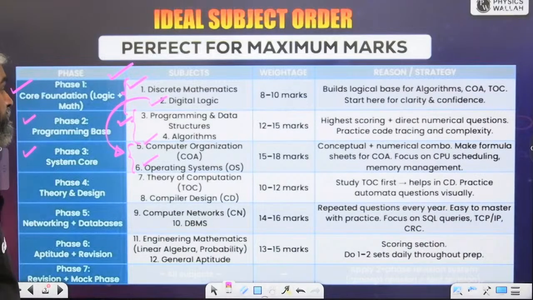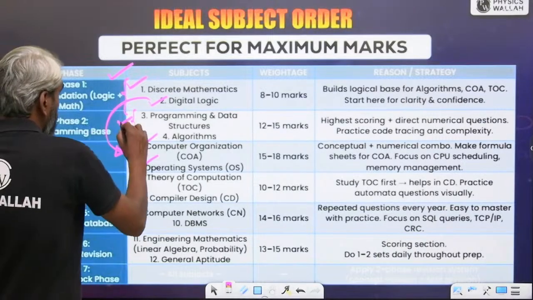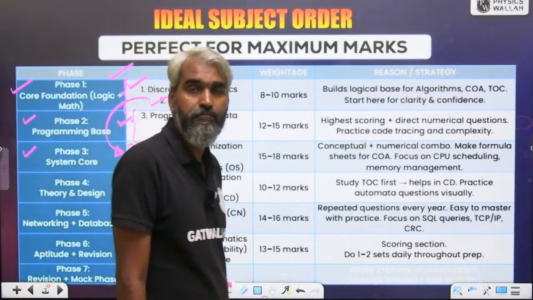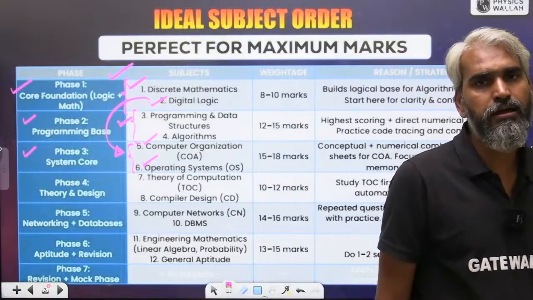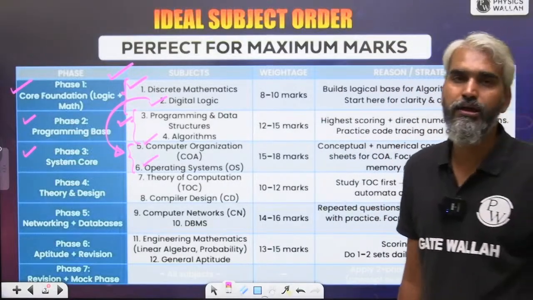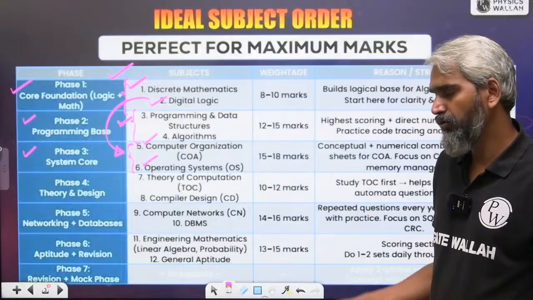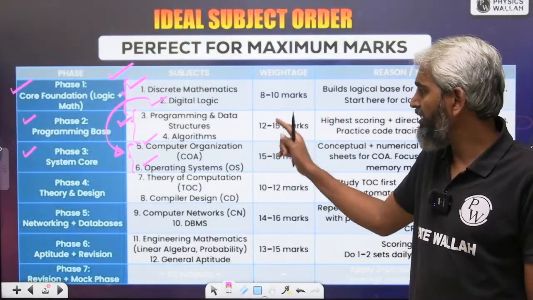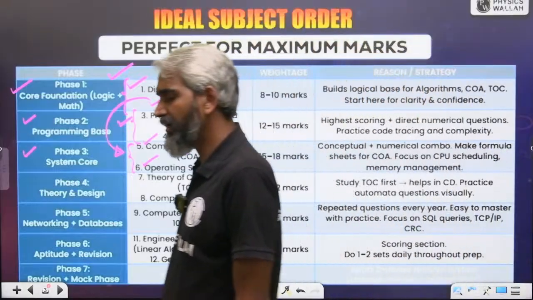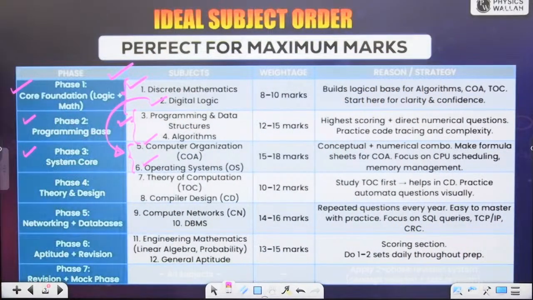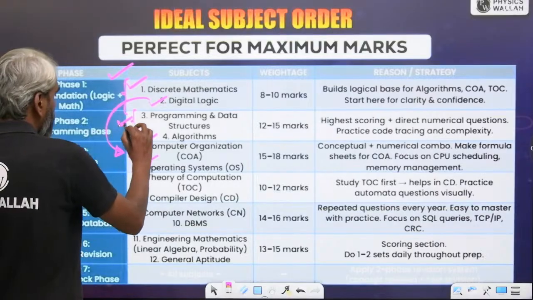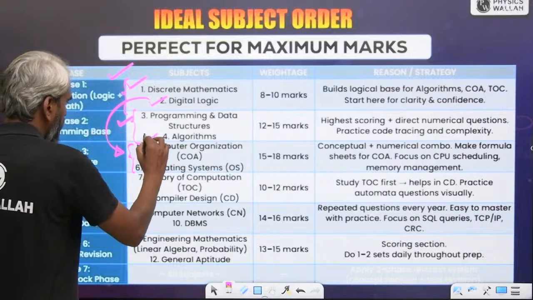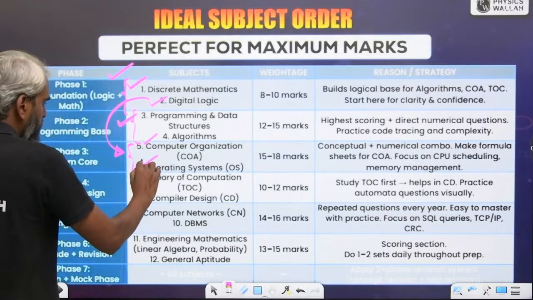But apart from that, from the core syllabus of computer science and engineering, programming, data structure and algorithm will amount for more than 20 marks. It's definitely going to be more than 20 marks. I have never seen any GATE exam in which programming, data structure and algorithm together is asked for less than 20 marks. So it is a mass focused topic. So after you are done with the core subjects of computer science, you can go for the highest scoring subject, then you can go for system core.